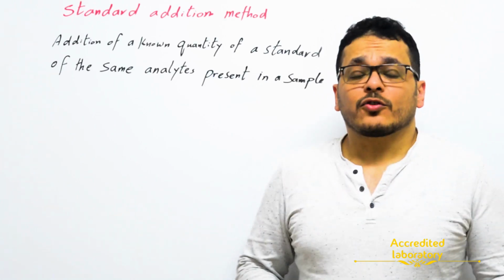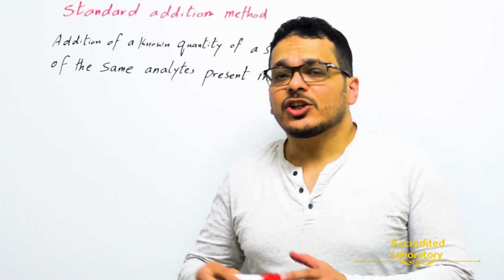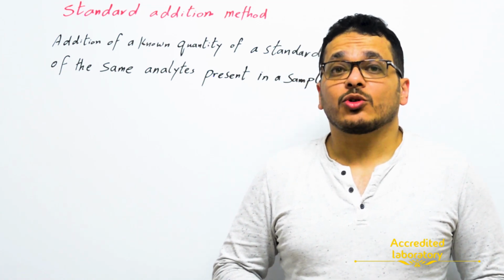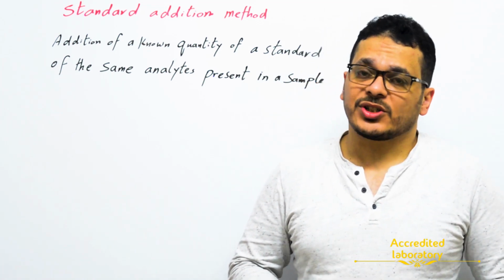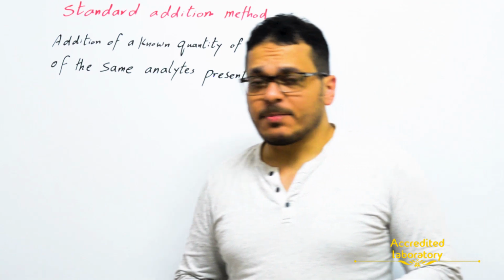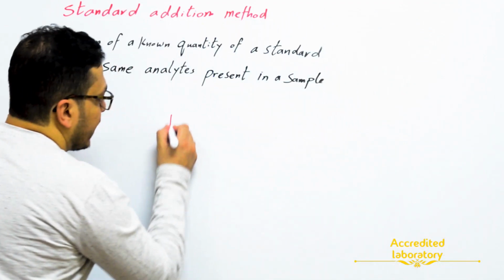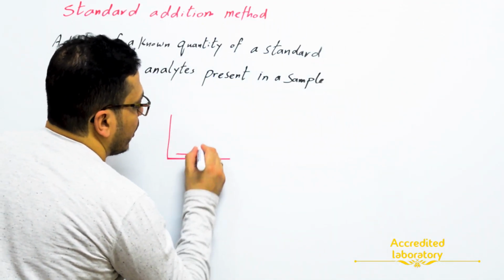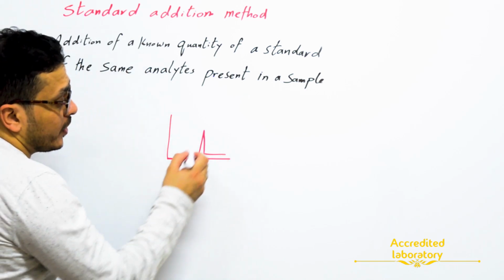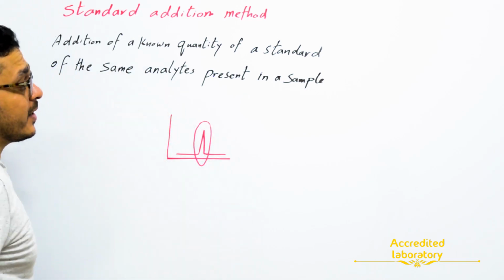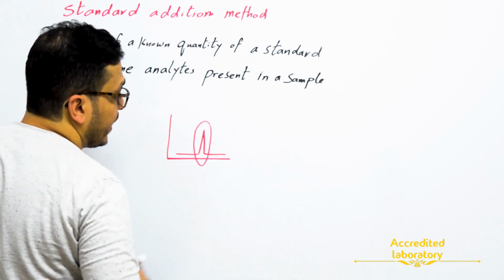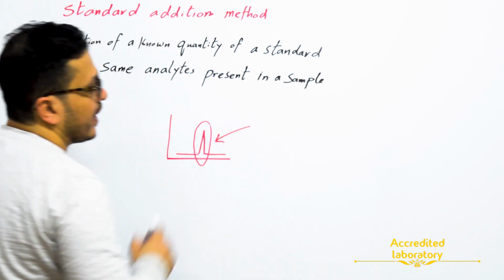First, I will explain the standard addition method to quantify the amount or concentration of your target analytes in the sample. From the name, standard addition is the addition of a known quantity or concentration of a standard of the same analyte present in the sample. If you analyze a sample and you got a peak at a specific retention time, and you want to confirm that this peak is related to your target analyte, not any other interfering element, in this case, you will make a standard addition.